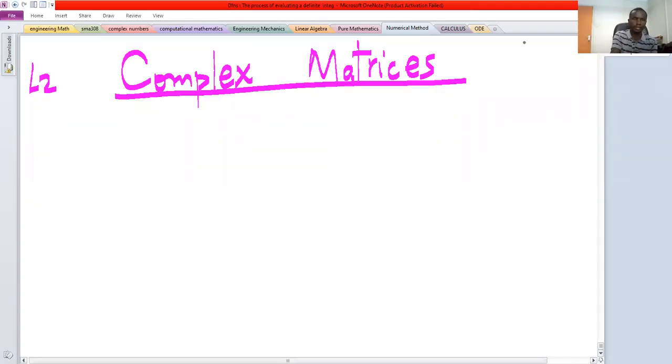Welcome to this session. This session will continue with our discussion of complex matrices. So let's start by defining what we mean by the transpose of the conjugate of a matrix.